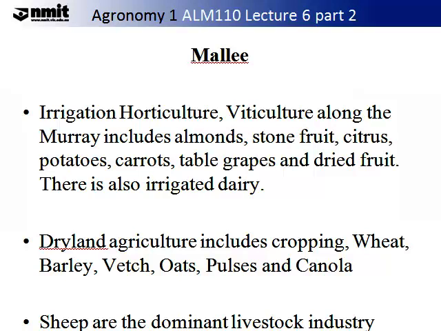There are 3 areas that predominate this region: irrigated horticulture and viticulture, which are high-end crops that run along the Murray. This also includes such crops as almonds, stone fruit, citrus, potatoes, carrots, table grapes and dried fruit. There is also some irrigated dairy. The second area is dryland agriculture, and this includes cropping such as wheat, barley, vetch, oats, pulses and canola, and this tends to be done in the winter months. And the third industry are sheep that are the dominant livestock industry.